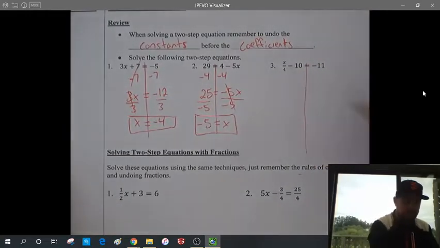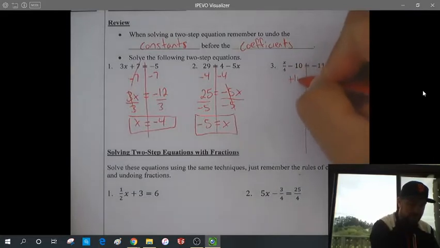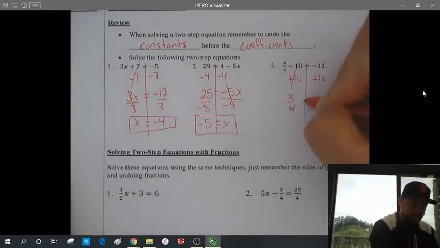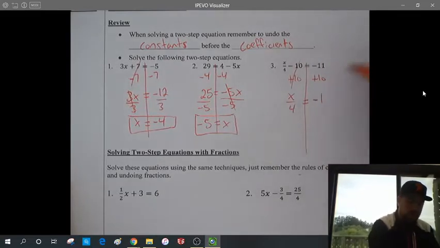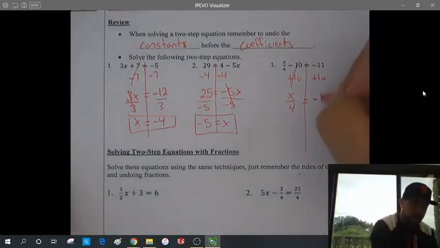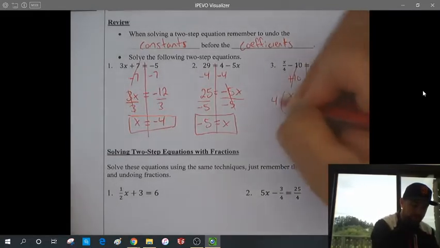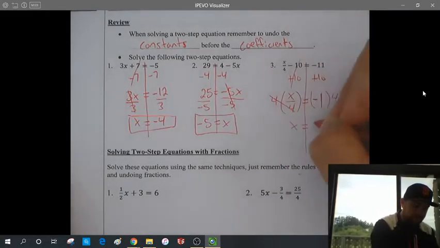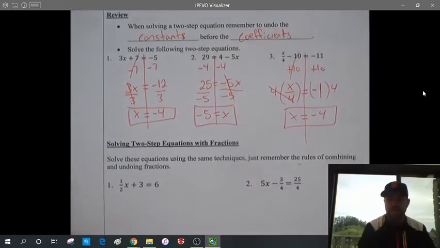Number 3, again, find our constant first. Adding 10 to both sides. And here, when I add 10 to -11, those are opposite signs, so subtract, keep the sign of the larger, which would make -1. Multiply both sides of our equation by 4 then. And x is going to equal -4 here.